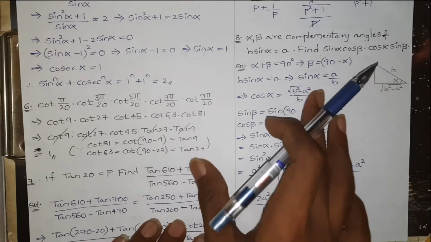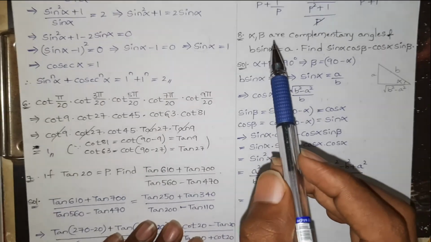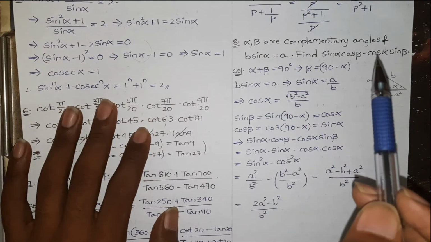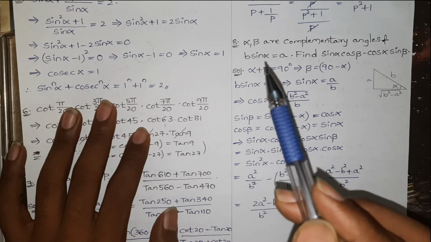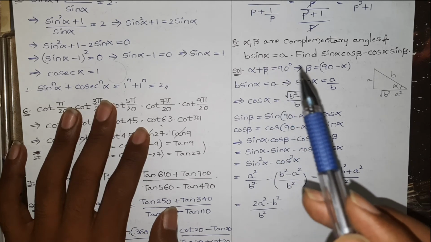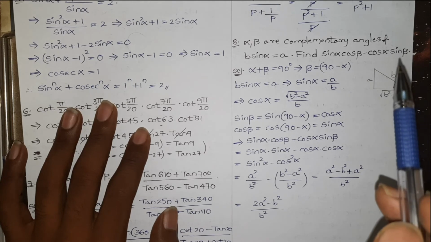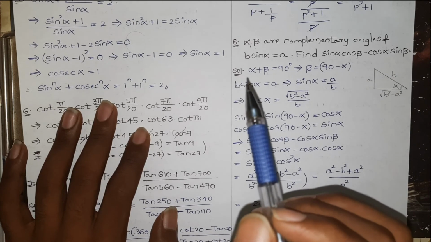So let us move on to the next question. Given that alpha, beta are complementary angles and b sin alpha is equal to a, find sin alpha cos beta minus cos alpha sin beta. So let us see the solution.